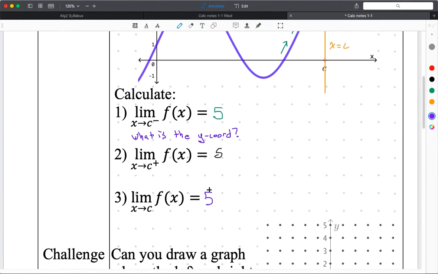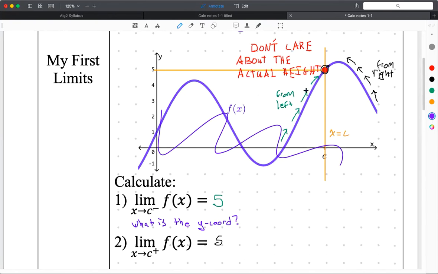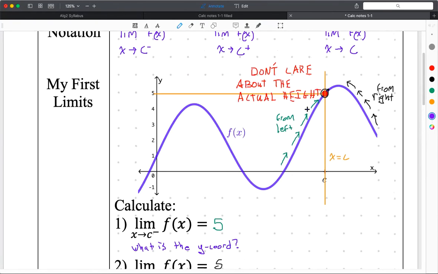But also graphically, what's going on? It means that as I get closer and closer to the wall, the right-hand side is getting to the same height as the left-hand side, which might not happen. And I'll show you a case where that doesn't happen in a second.